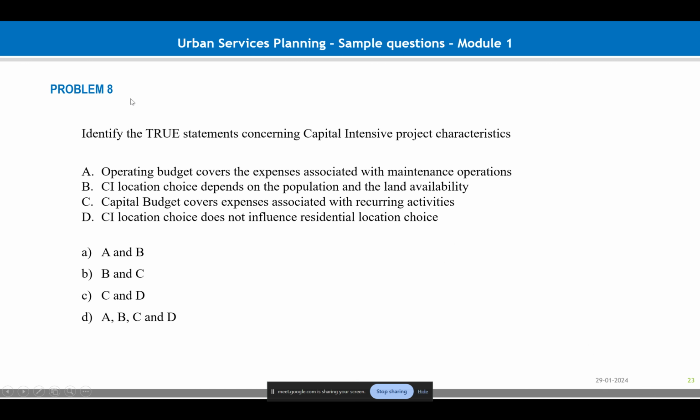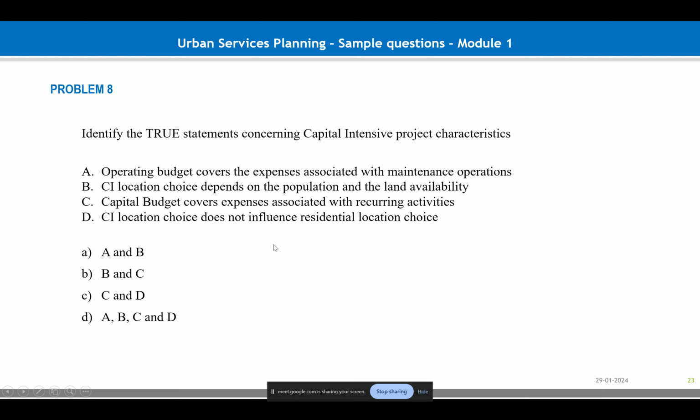So problem 8: identify the true statements concerning capital intensive project characteristics. Option A, operating budget covers the expenses associated with maintenance operations. B, capital intensive location choice depends on the population and the land availability. C, capital budget covers expenses associated with recurring activities. And D, capital intensive location choice does not influence residential location choice. So first one, operating budget covers the expenses associated with maintenance operations.